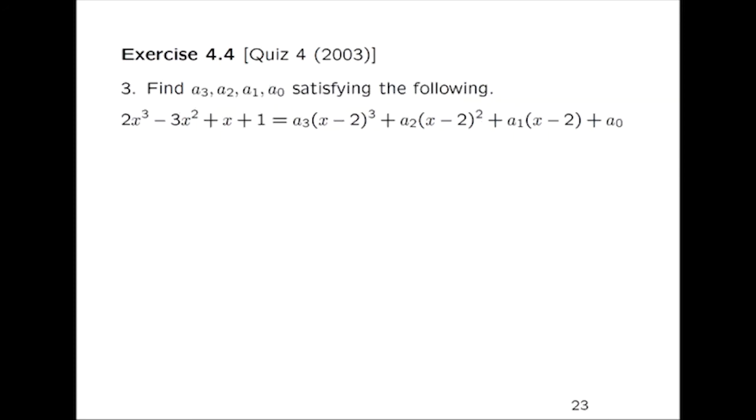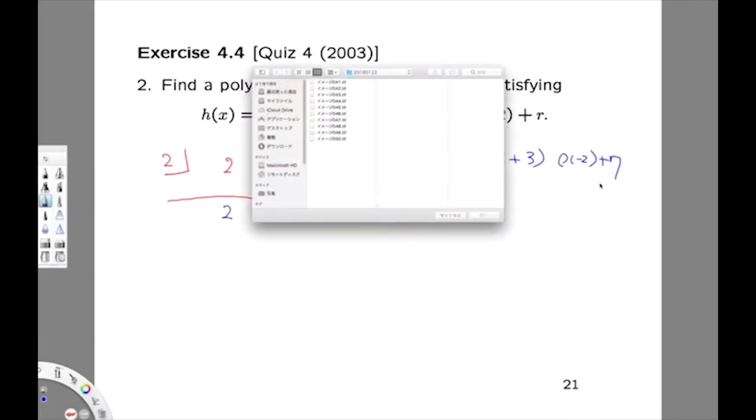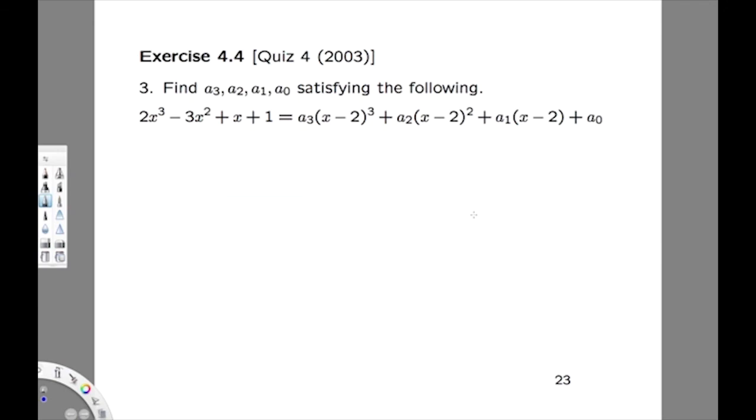Please check out this solution. Okay, then the next one. Please consider this problem.